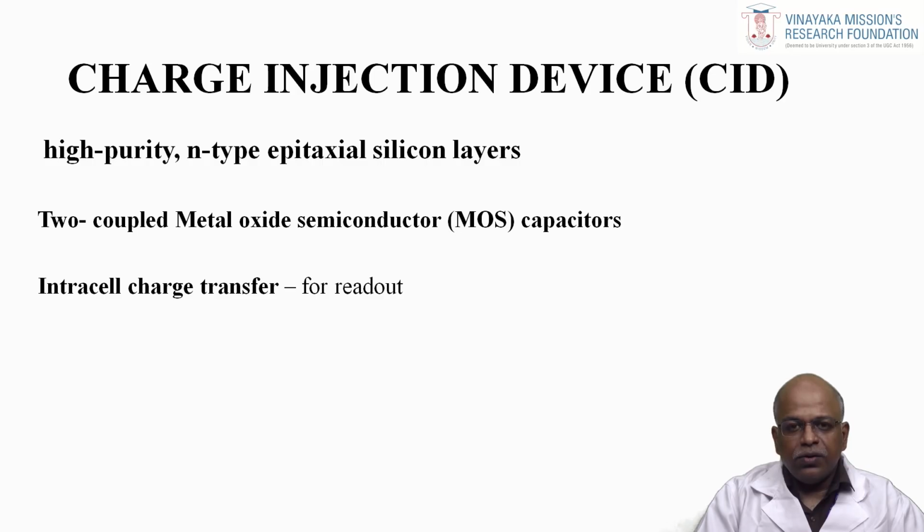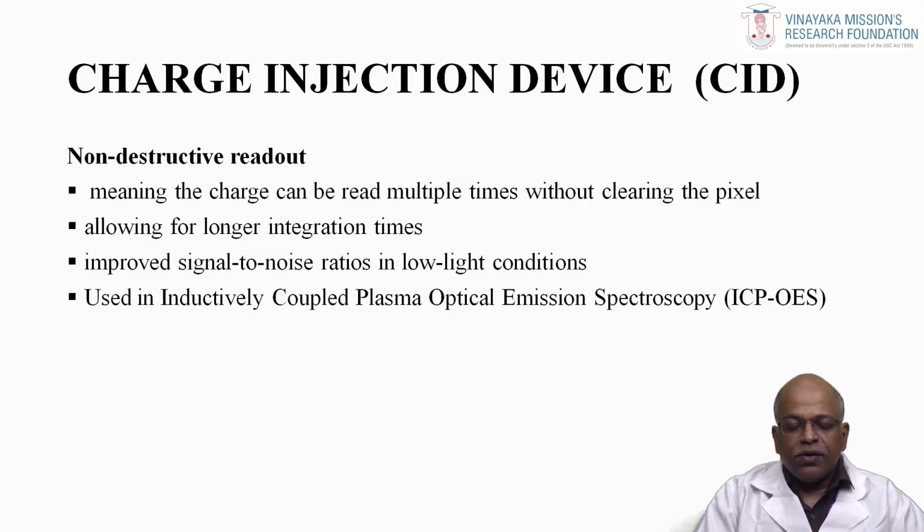Apart from this, they contain two coupled metal oxide semiconductor capacitors. They have the main advantage of intra-cell charge transfer for faster readout. Hence, non-destructive readout is possible in charge injection devices, meaning the charge can be read multiple times without clearing the pixel, allowing for longer integration times and improved signal-to-noise ratios in low-light conditions. Hence, these CID sensors are most commonly used in inductively coupled plasma optical emission spectroscopy, shortly abbreviated as ICP-OES.